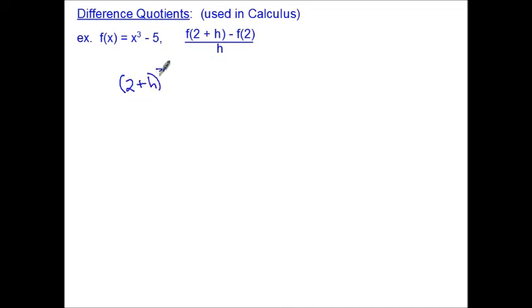Now I've got this to the third power, minus 5. And then of course, minus the f of 2. I'm going to throw that in parentheses just to not make any sign mistakes here. So I've got my 2 to the third, and then minus 5, closed up in a parenthesis there, and that whole thing's going to be divided by h, because that's what it says to do right there.